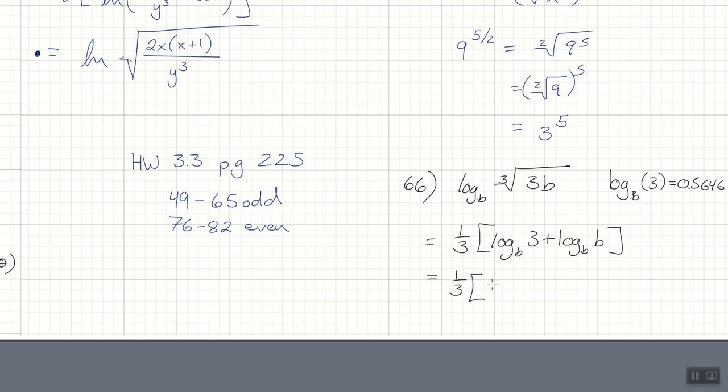Log base b of 3 was 0.5646. Plus, they didn't give me this one. Why would it be 1? B to the power of 1 gives me this argument of b. We can evaluate this log just with the given information. Cool. Have fun.